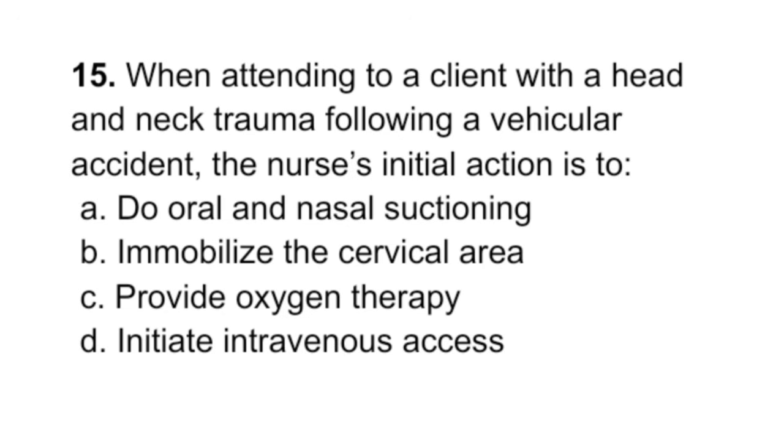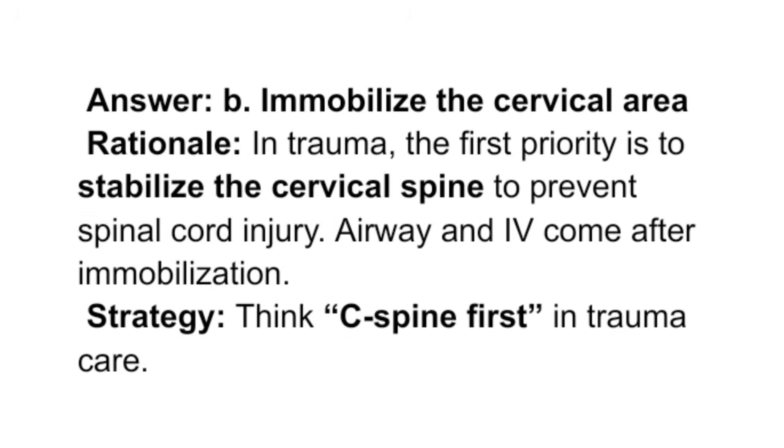15. When attending to a client with a head and neck trauma following a vehicular accident, the nurse's initial action is to A. Do oral and nasal suctioning. B. Immobilize the cervical area. C. Provide oxygen therapy. D. Initiate intravenous access. Answer, B. Immobilize the cervical area. Rationale: in trauma, the first priority is to stabilize the cervical spine to prevent spinal cord injury. Airway and oxygen come after immobilization. Strategy: think C-spine first in trauma care.